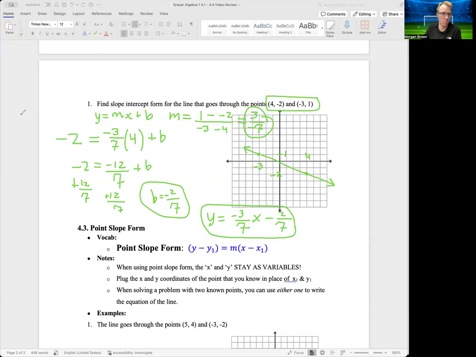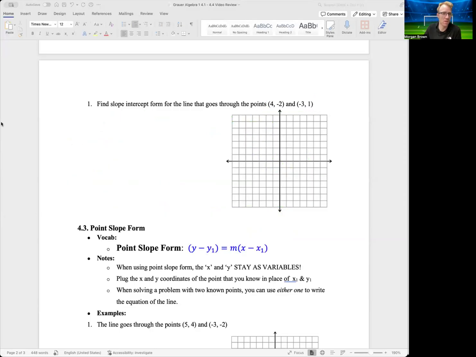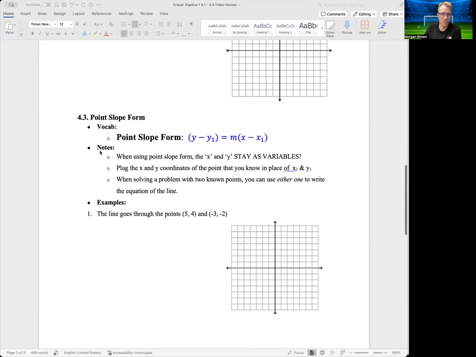Okay, moving on to point slope form. Point slope form is typically a lot easier because you don't need to worry about calculating the y-intercept. You can take any point and just write the answer. So let me clear the screen and scroll down. All right, here we go.